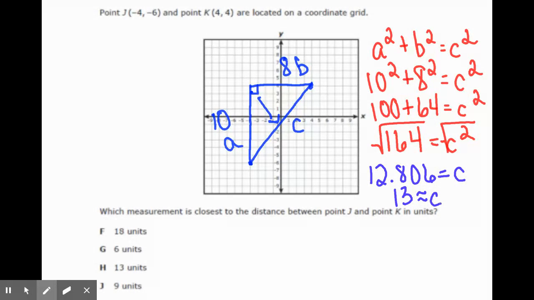All right, which that answer we can verify. Remember, C is supposed to be the longest side, which it would be greater than 10 and greater than 8, so it is a reasonable answer. Based on that same premise, we could eliminate F and J, as those are less than 10 and 8, and we are left with our answer. So that is how we find the distance between 2 points on the coordinate plane.